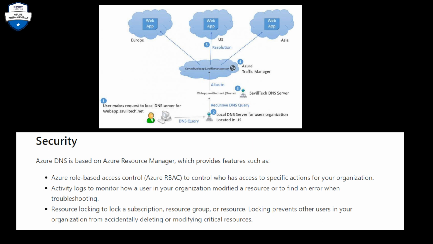Security. Azure DNS is based on Azure Resource Manager, which provides features such as Azure Role-Based Access Control, Azure RBAC, to control who has access to specific actions for your organization. Activity logs to monitor how a user in your organization modified a resource or to find an error when troubleshooting. Resource locking to lock a subscription, resource group, or resource. Locking prevents other users in your organization from accidentally deleting or modifying critical resources.